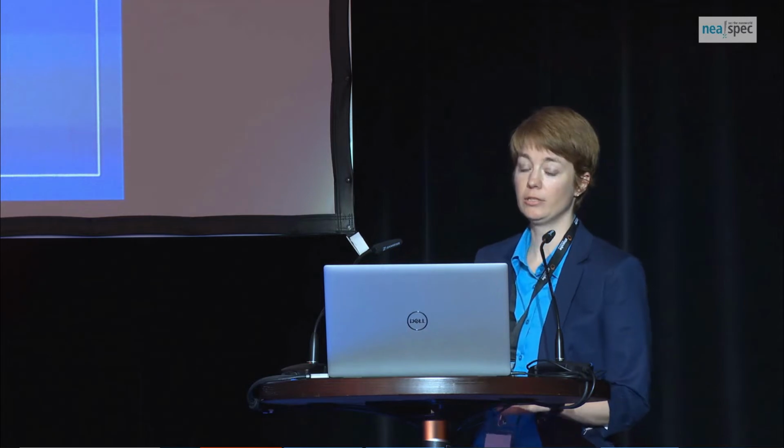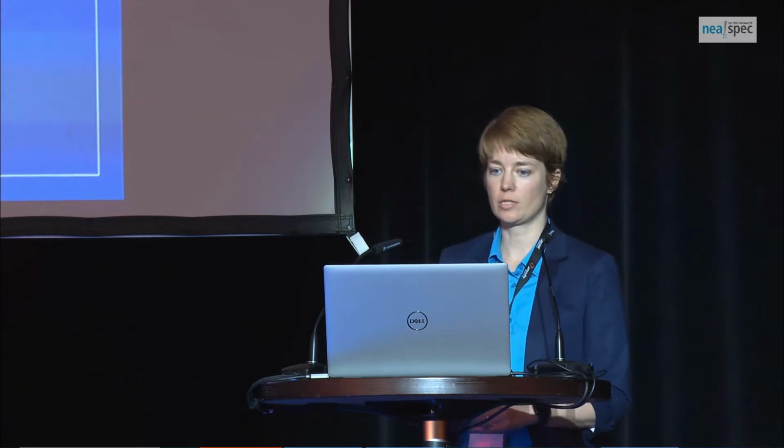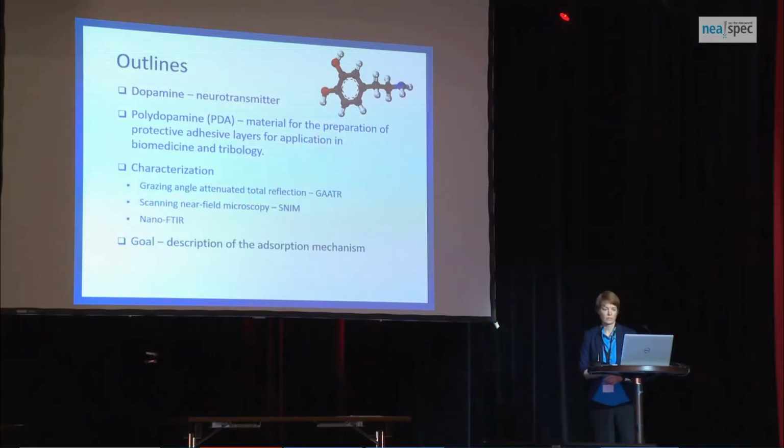I would like to introduce to you our study of polydopamine layers anchored on various surfaces. Very briefly, dopamine is a neurotransmitter which contains oxygen and nitrogen atoms in its structure. Via that, it's able to anchor to various surfaces or bind other molecules. In alkaline conditions, it's able to form long chains anchored to the surfaces and form layers.